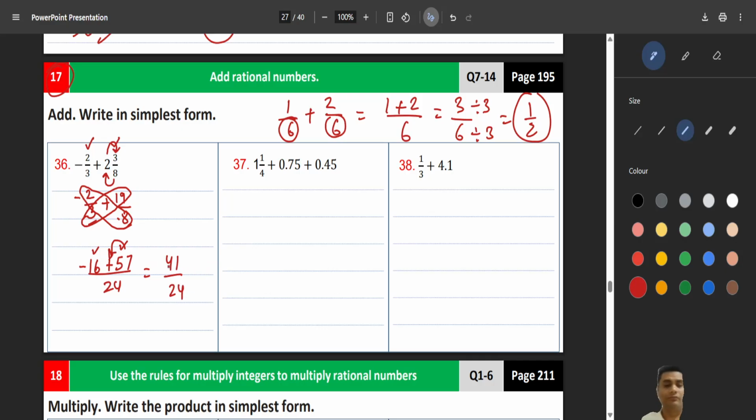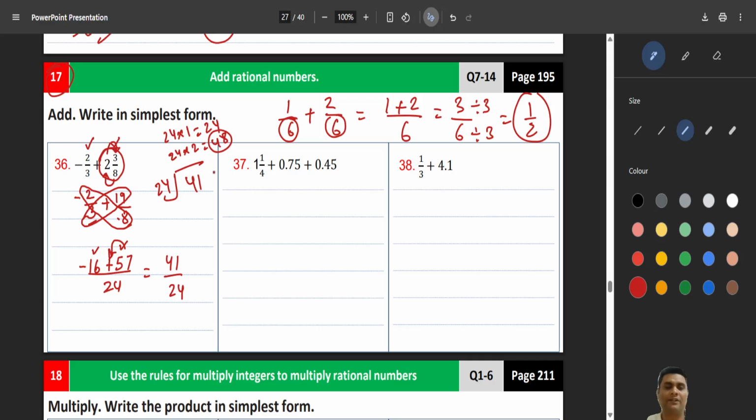Now, whenever they ask you for the answer, in that case the upper number, the numerator, should be small. Here it is big, right? So if the upper number is bigger, the numerator is bigger, then you have to change it into a mixed number. Mixed number yani you have to change it into this. How will I do this? Divide 41 divided by 24. Now check 24 times 1, 24, and 24 times 2, 48. 48 will be bigger.